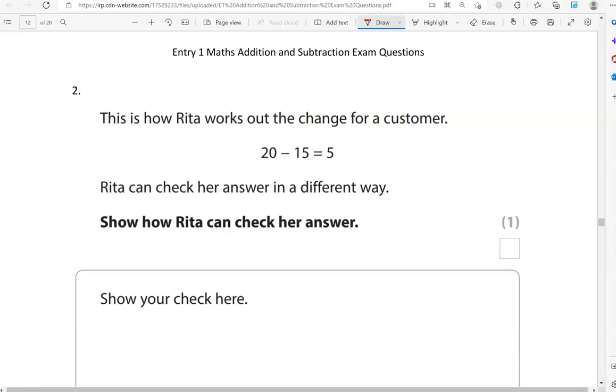This is how retail works out the change for a customer. 20 take away 15 equals 5. Rita can check her answer in a different way. Show how Rita can check her answer.